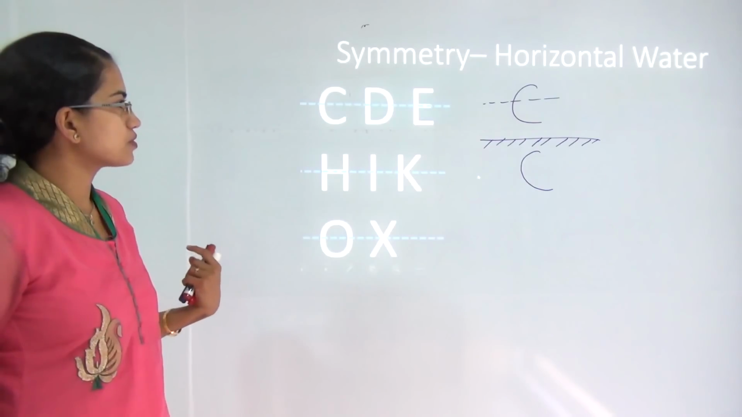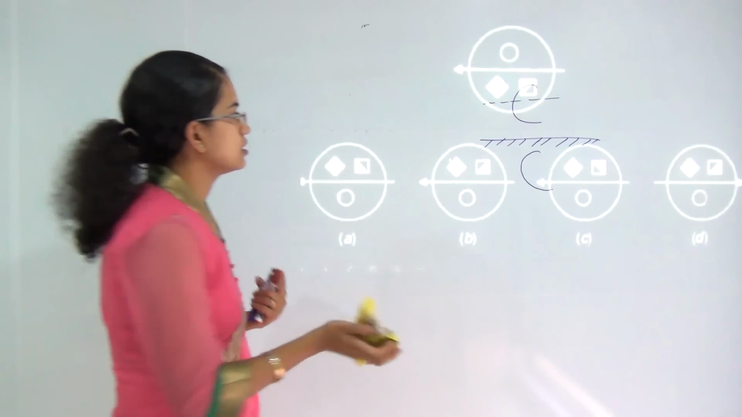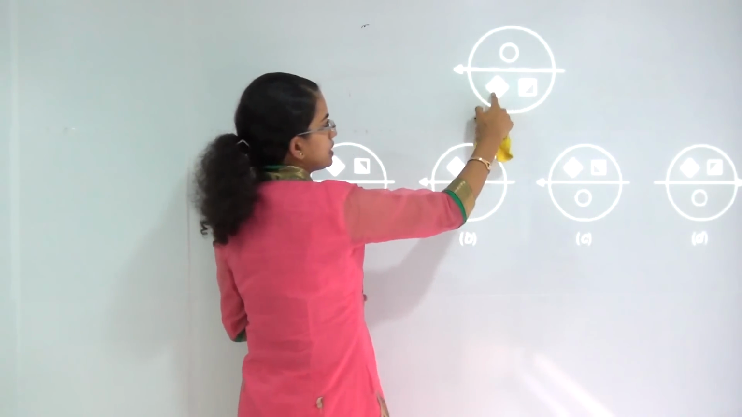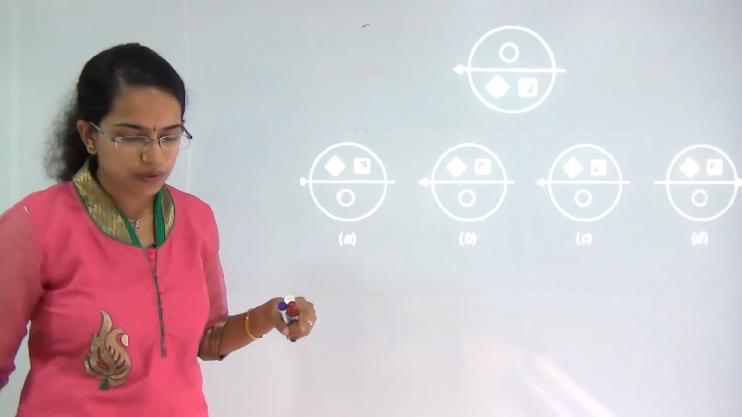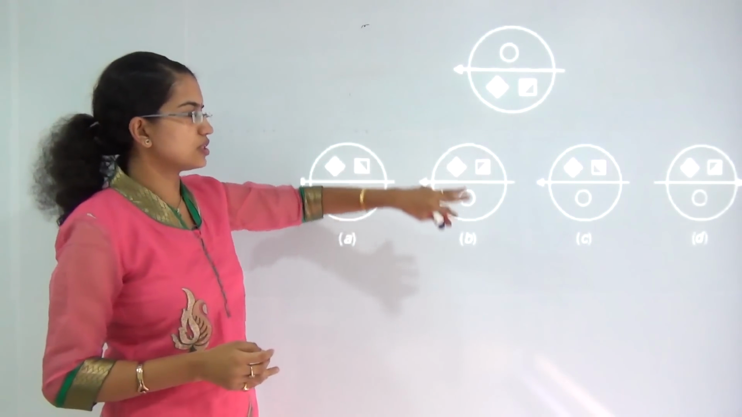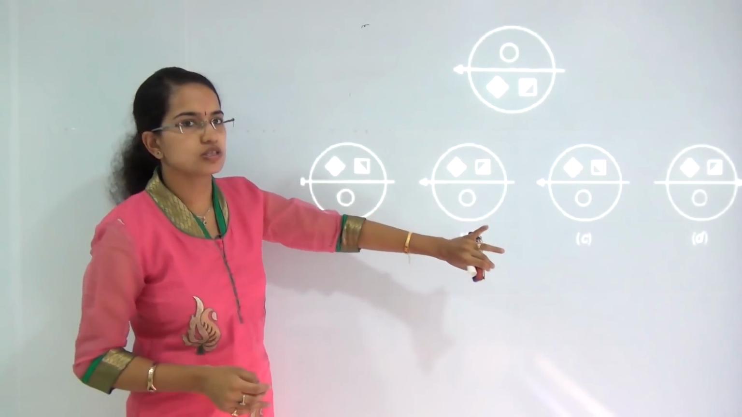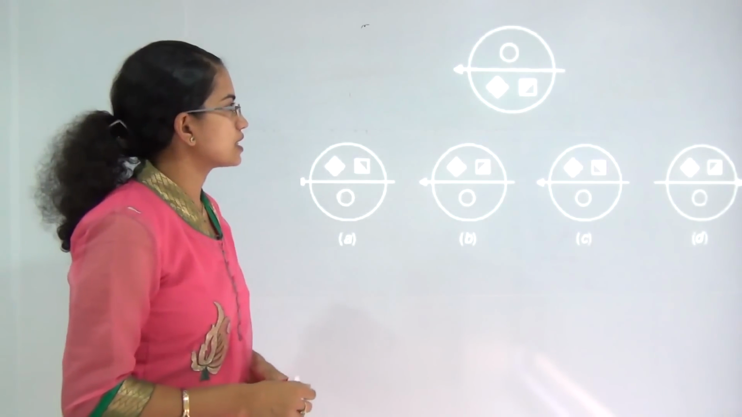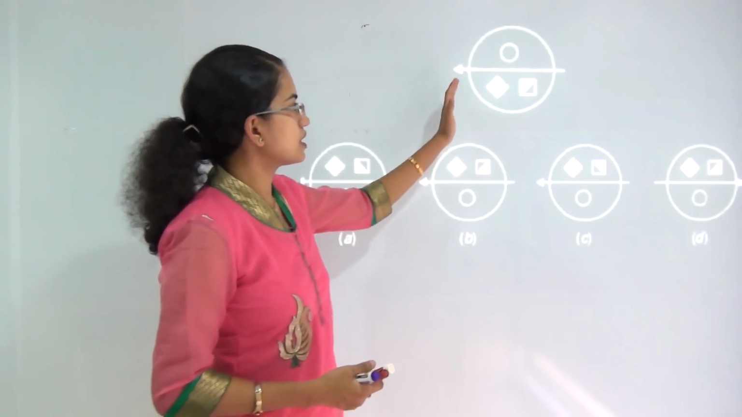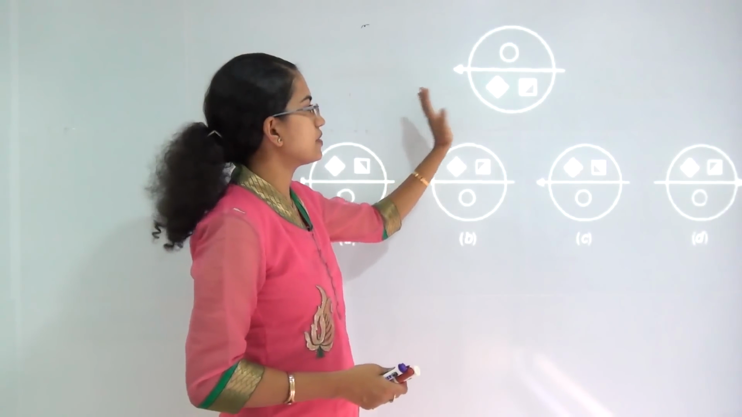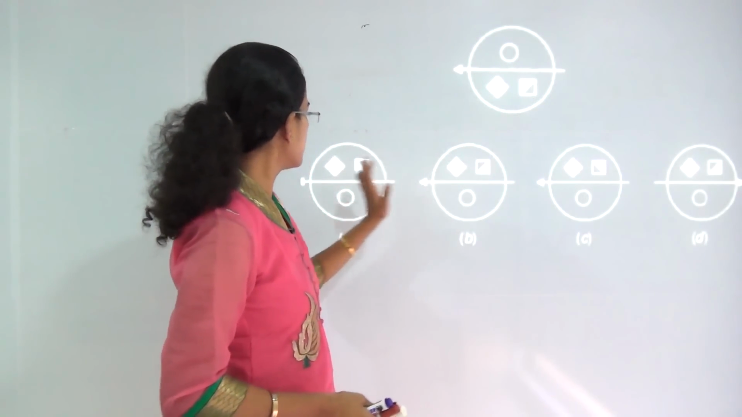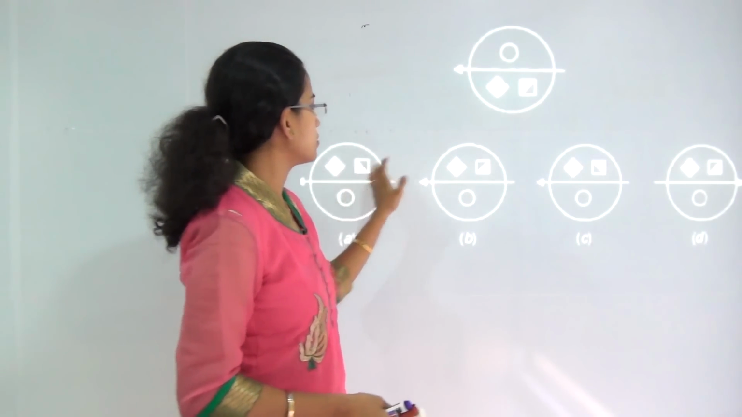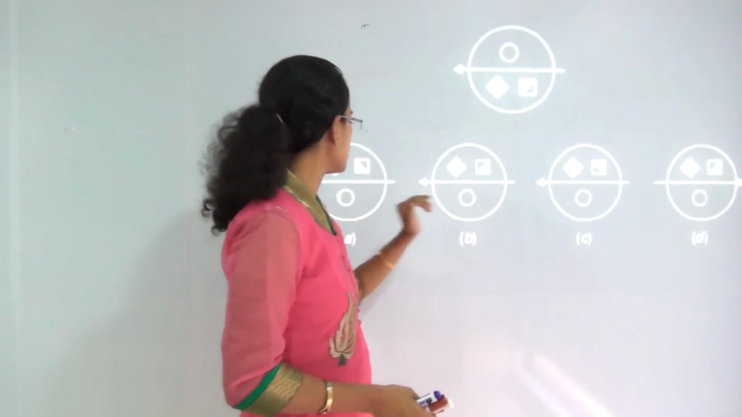Now let's solve some of the questions based on horizontal reflecting surface or water image. So if this is a question that is given and I am asked what would be the image in the horizontal reflecting surface, or what would be the water image of this diagram, the correct answer would be: everything that is on the left would remain on the left and towards the right would remain on the right. So you have these diamonds towards the left and you have these squares towards the right. That is correct.